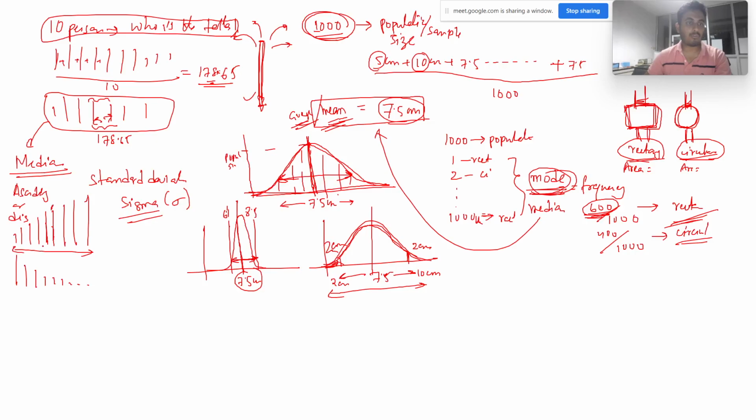This is more like a count. So 1, 2, 3, 4, 5. So you know exactly what the fifth person's height is. That is the median height. So the median value may be different from the mean value.